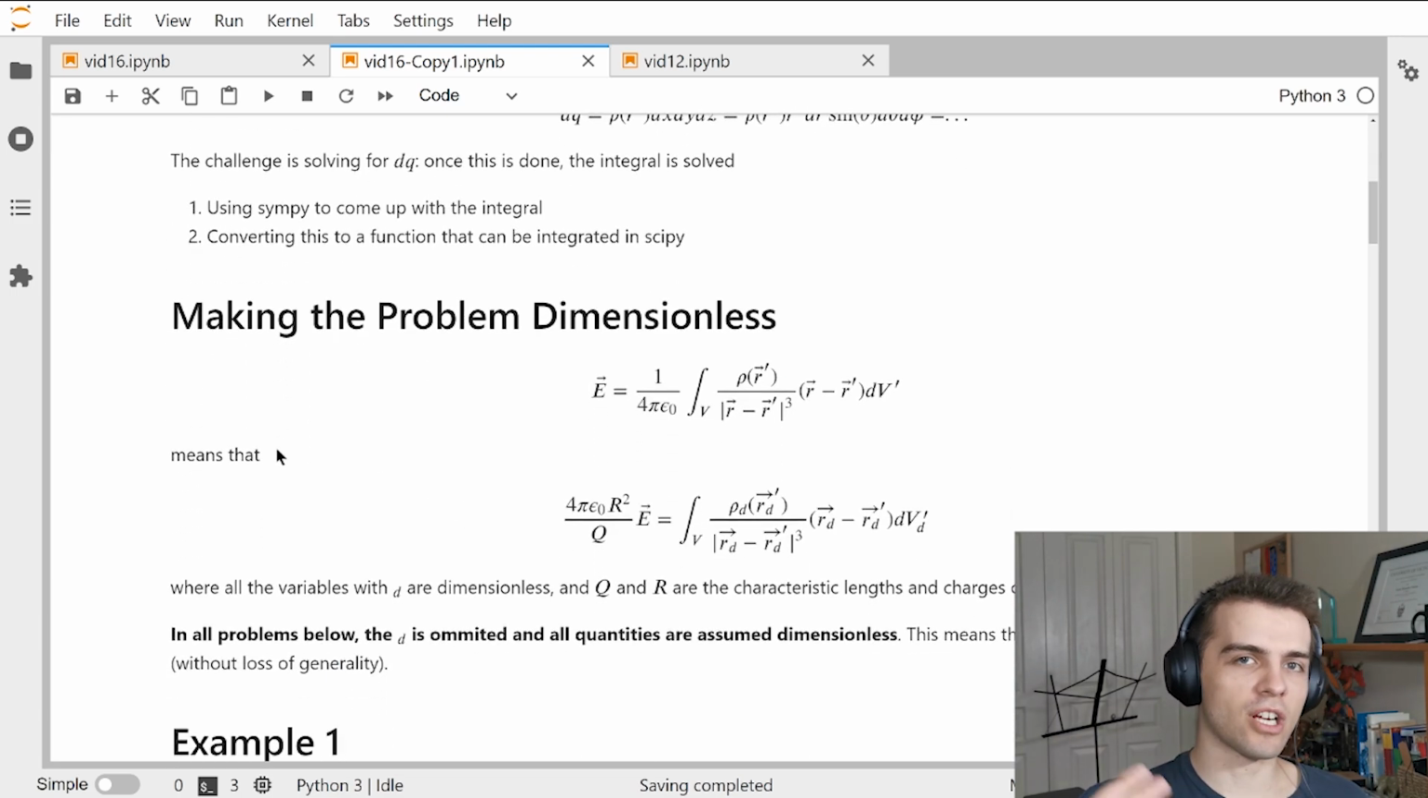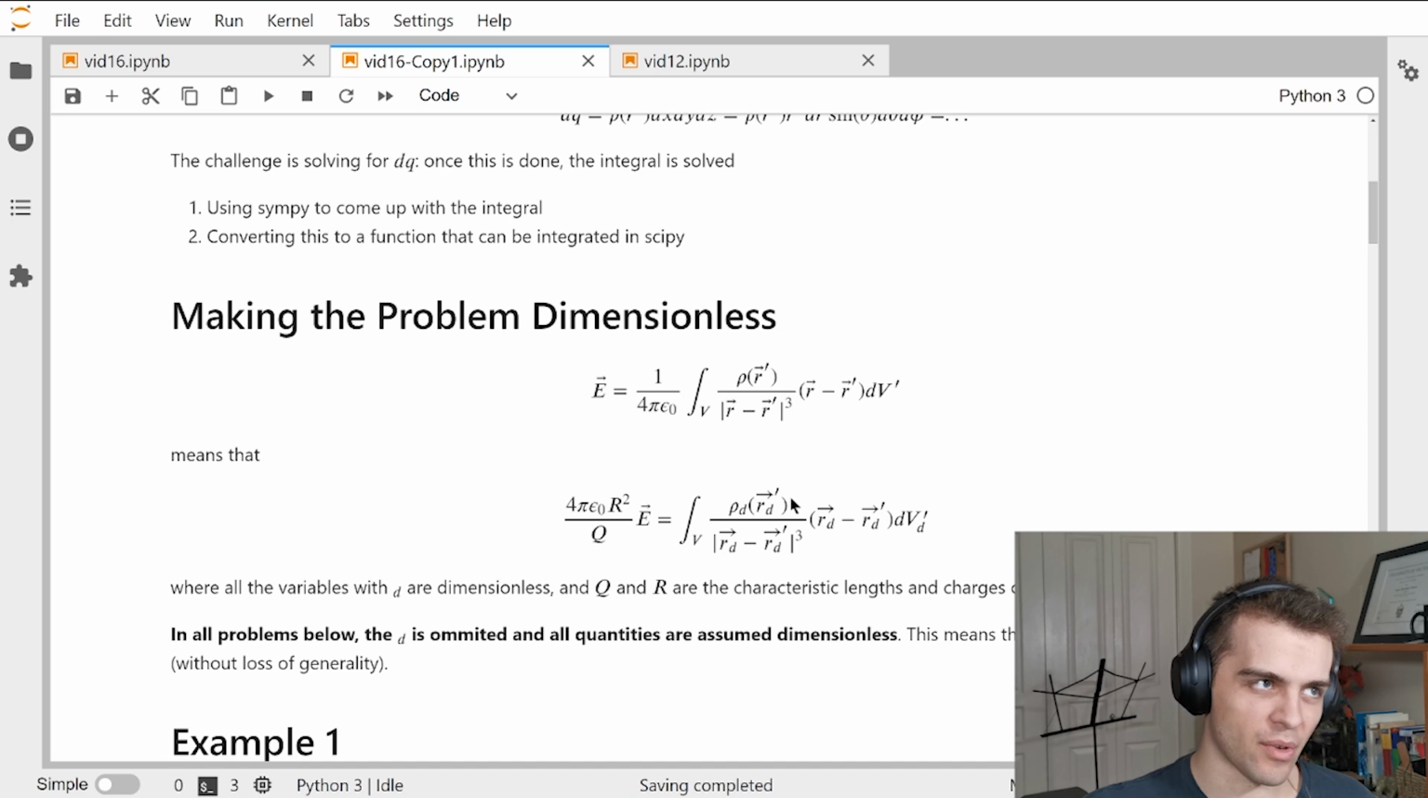Now, numerically, and I talk about this every video, making the problem dimensionless, because it's really annoying to deal with dimensions on a computer. And you'll note that if the electric field is given by something that looks like this, this means that the following quantity, where I have an r squared and a q here, is dimensionless, and I have a little subscript d on everything.